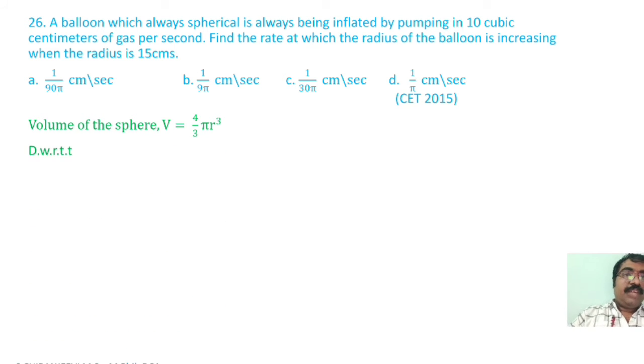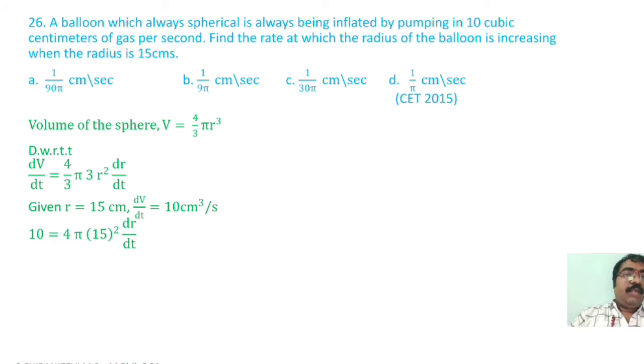So volume of the sphere is given by V equal to 4 by 3 pi r cube. Differentiating with respect to t, dV by dt equal to 4 by 3 pi, differentiation of r cube will become 3r square into dr by dt. So 3 cancels, and when we substitute r equal to 15 and dV by dt as 10 centimeter cube per second, 10 equal to 4 pi into 15 square dr by dt. So dr by dt is 10 divided by 4 into pi into 225. If we simplify, we get 1 by 90 pi centimeter per second, which is option A.